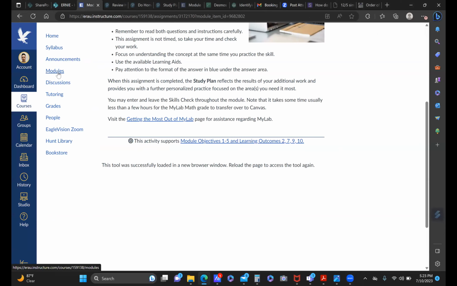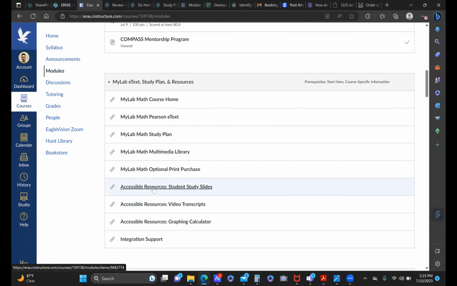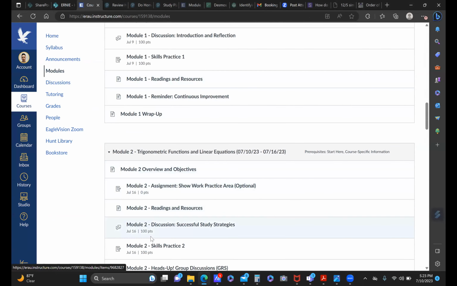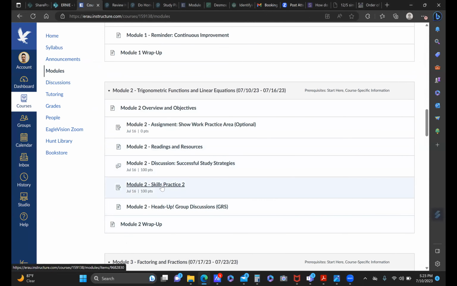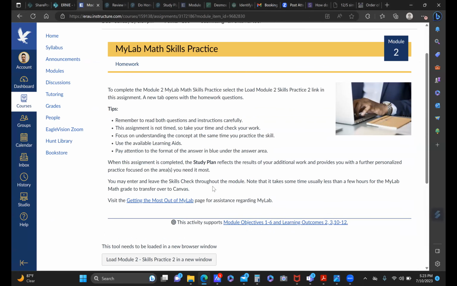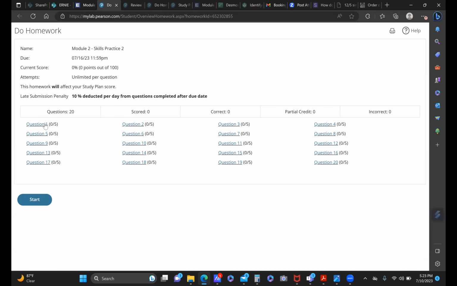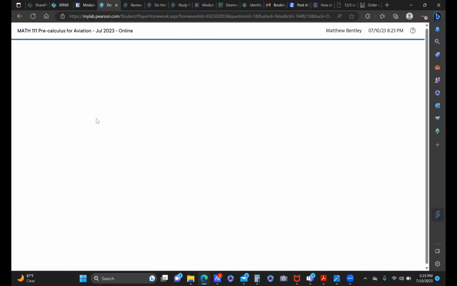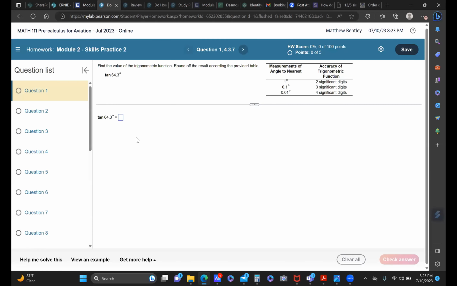All right, let's try module 2 since that's where I'm at, and we'll go to skills practice. I haven't looked at this yet, but we can look at it together. You're moving into a completely new part of the course here. This is more of a calculator problem.